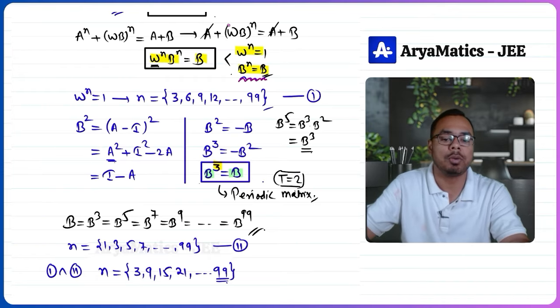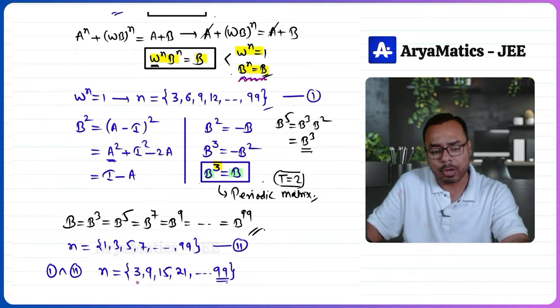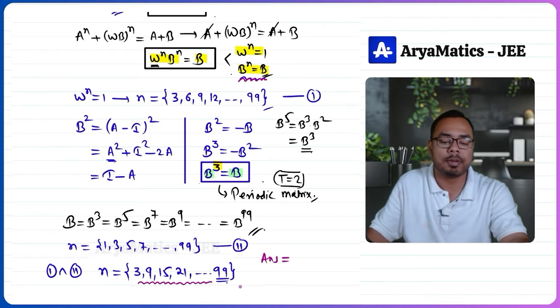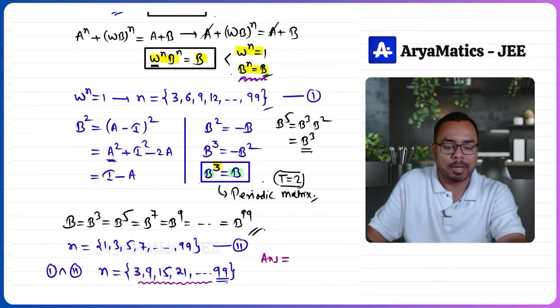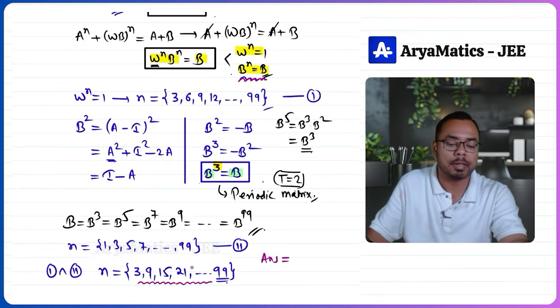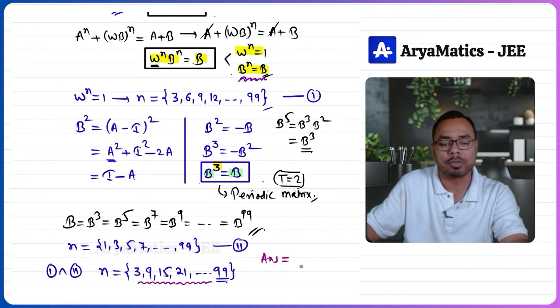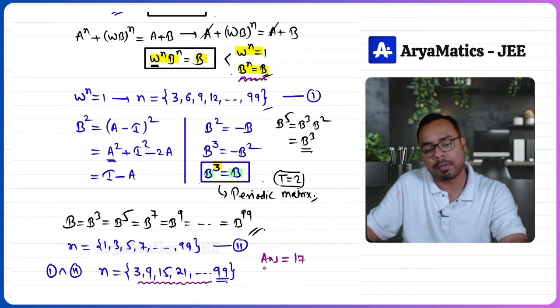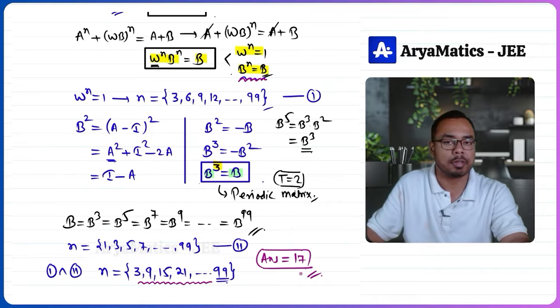And now we need to find how many common terms are there. I mean, how many terms are there in this set, right? So clearly you can calculate this using the formula of AP, or directly you can see this result: if I remove 3 and then divide everything by 6, then we'll get 96 by 6, that is 16, plus 1 more term. So the total number of terms in this series is 17. So that will be the correct answer for this problem.